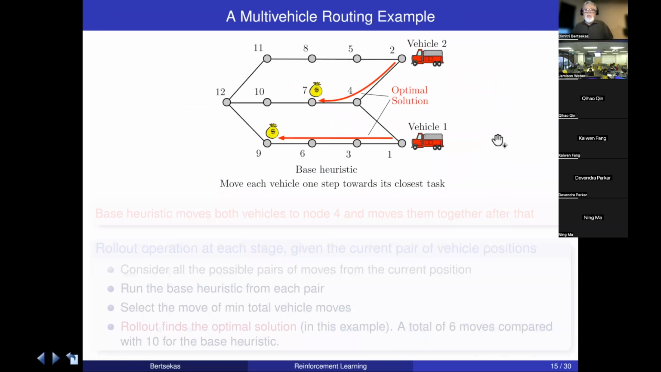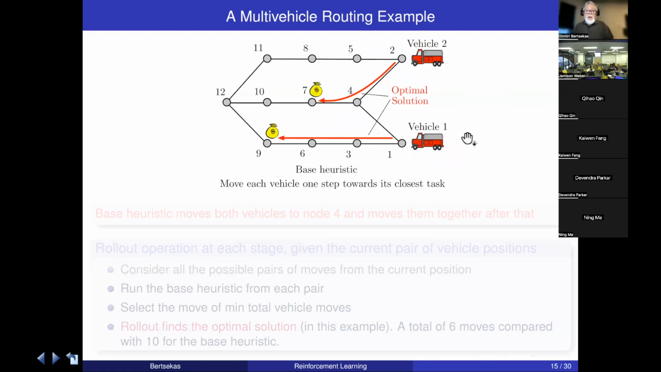Okay, let's do a couple more examples. One example to which we're going to come back involves multiple vehicles moving on some graph and aiming to perform some tasks that are located at particular points. And the objective is to perform these tasks in minimum time, with a minimum number of moves from the two vehicles, or whatever number of vehicles there is.